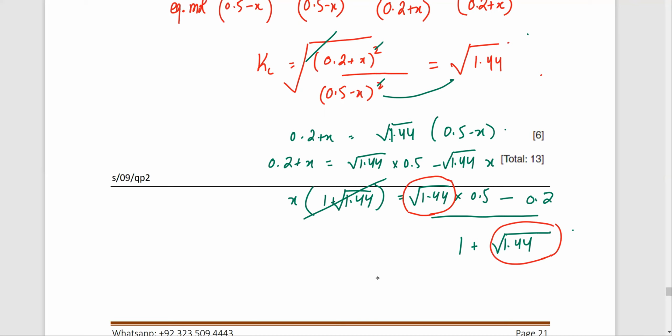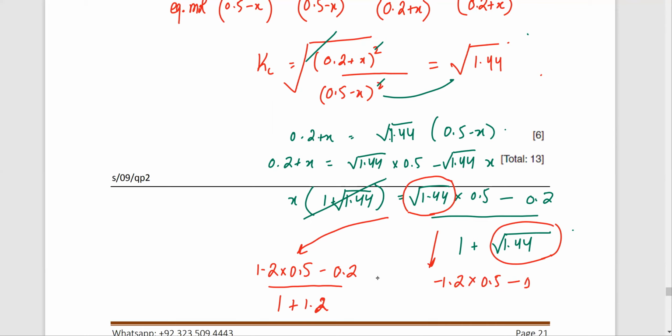So I have two values. One is plus, the other one is minus. So I need to solve the expression twice. One with plus 1.2. So it's going to be 1.2 times 0.5 minus 0.2, and the whole thing would be divided by 1 plus 1.2. So that gives me one value of x. And the other value of x would be minus 1.2 multiplied by 0.5 minus 0.2, and the whole thing is going to be divided by 1 plus, not plus, but minus 1.2.